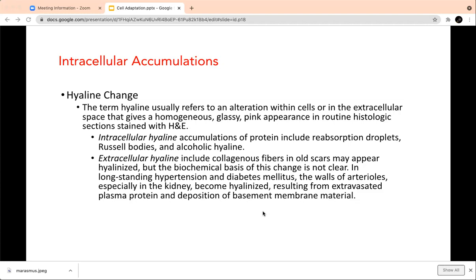Although extracellular hyaline can also be present in a long-standing condition such as your hypertension and diabetes. They may appear in the walls of the arteries or the arterioles rather, especially in the kidney. So later malalaman natin yan as we go on with our lecture on the kidneys. They become hyalinized, resulting from extravasated plasma protein and deposition of basement membrane material.